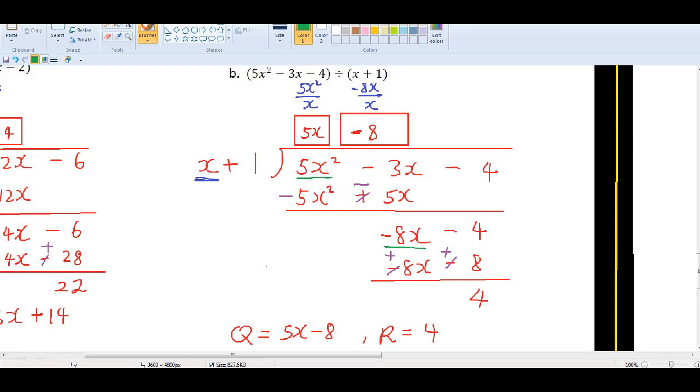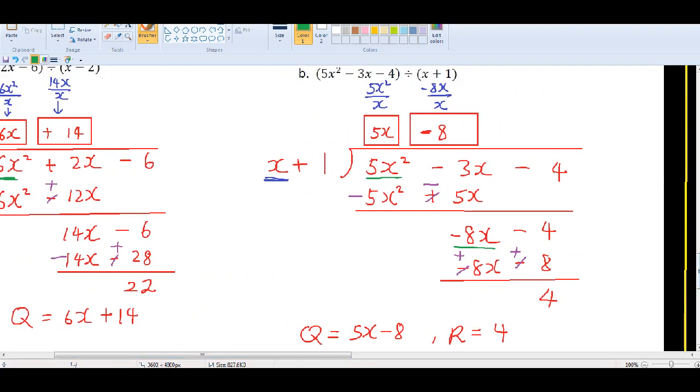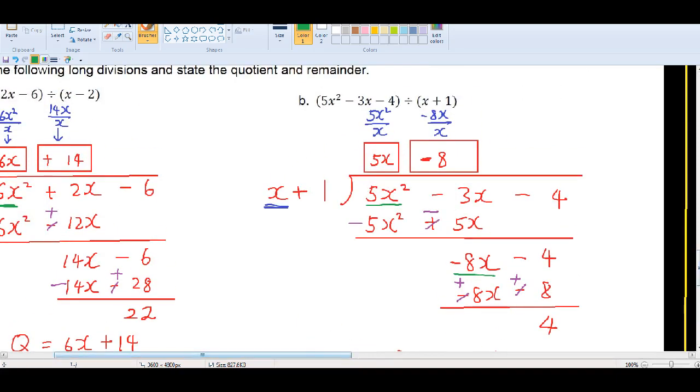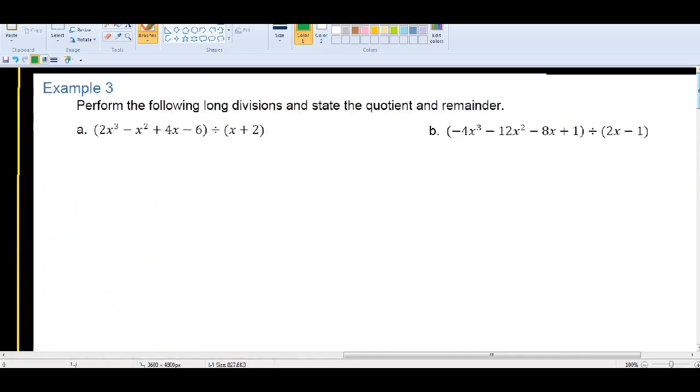Good. So here are two examples. Hope you are not feeling too difficult. Alright, so let's go to the next one. What's the difference between this question and the questions before? You see this time you see x cubed, so it's a higher power, higher degree. Let's see what we're going to do.